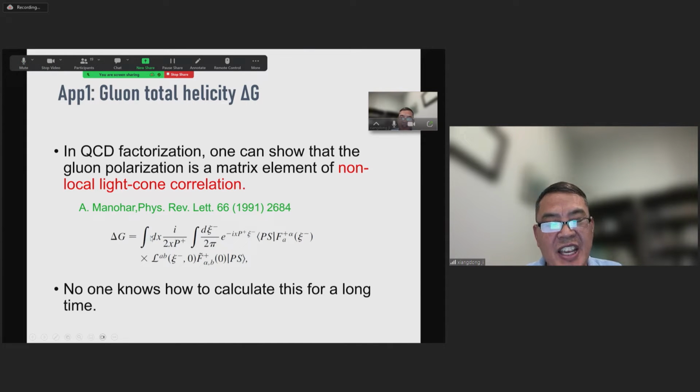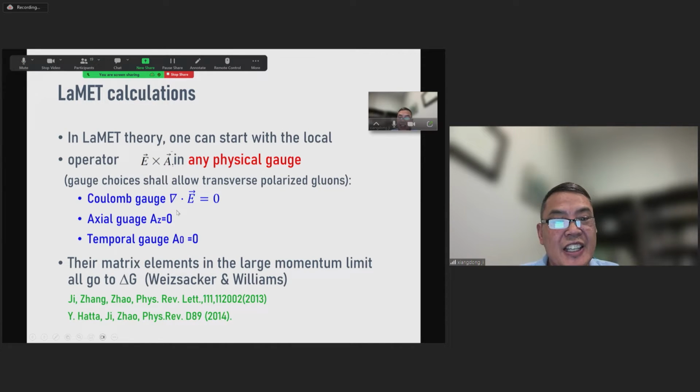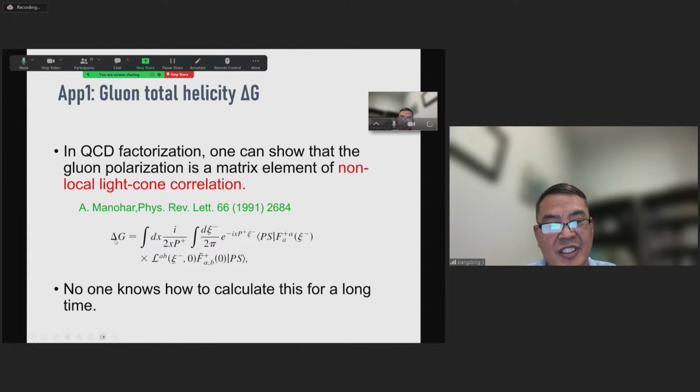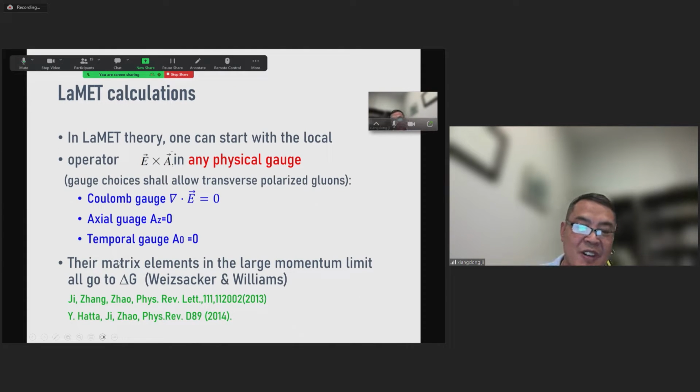And if you look at the QCD definition of delta G, it's a very complicated light-cone correlation function of gauge invariant fields. And that's very difficult to calculate. However, in LaMET setup, one can start with a local operator E cross A, which is gauge dependent. But so long as you choose a physical gauge, and you calculate it in a boosted hadron, as the momentum of the hadron goes to infinity, all the gauge dependency disappears, and you recover the delta G, the helicity. And this is essentially the Weizsäcker-Williams picture.